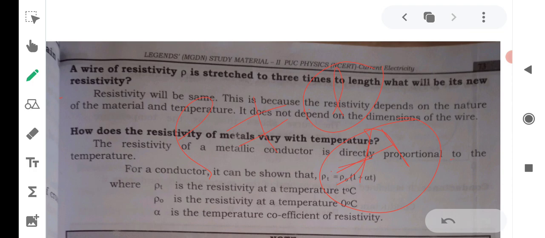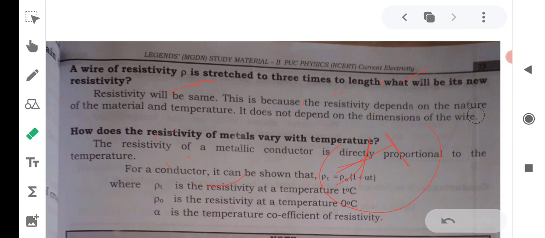If the length of the wire increases, resistivity will be the same; if the length of the wire decreases, resistivity is also the same. If the area of cross section of the wire increases, resistivity will be the same; if the area of cross section of the wire decreases, resistivity will be the same. Now the question is, on what factors does the resistivity depend? It depends on the temperature.